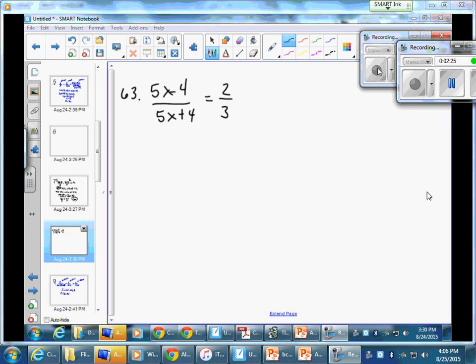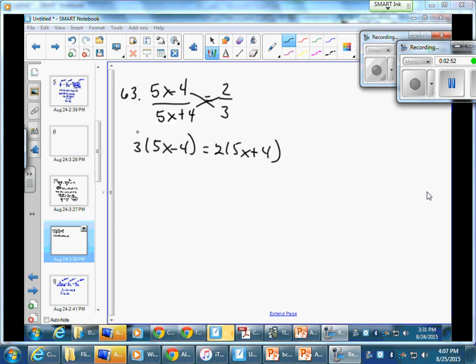Alright, on to problem 63. Now, problem 63 looks like a proportion that you've probably seen before. It's a single fraction on the left and a single fraction on the right. The way that we've solved proportions is by doing cross products, and you're going to do the same thing here. So I'm going to multiply 3 times 5x minus 4 and set that equal to 2 times 5x plus 4.